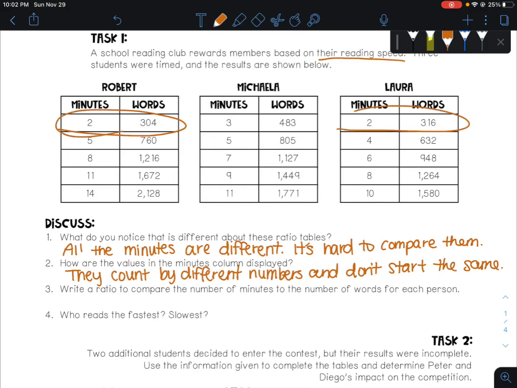Like here, I can kind of see a comparison because they're both 2 minutes. So if you have 2 minutes, you can see that Robert does 304 words and Laura does 316, so she's faster. But it's really hard to compare with this one, right? Because it's 3 minutes. So I don't know. I mean, obviously she's going to do more words because she had a whole nother minute. So we have to do something else.